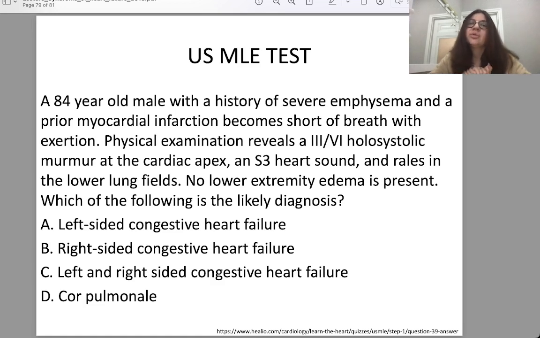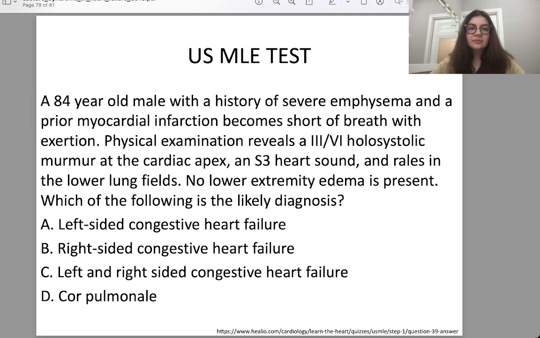And as I promised you, at the finish of our lecture, I have a USMLE test for you to work on at home. An 84-year-old man with a history of severe emphysema and prior myocardial infarction becomes short of breath with exertion. Physical examination reveals a 3/4 holosystolic murmur at the cardiac apex, an S3 heart sound, and rales in the lower lung fields. No lower extremity edema is present. Which of the following is the likely diagnosis?